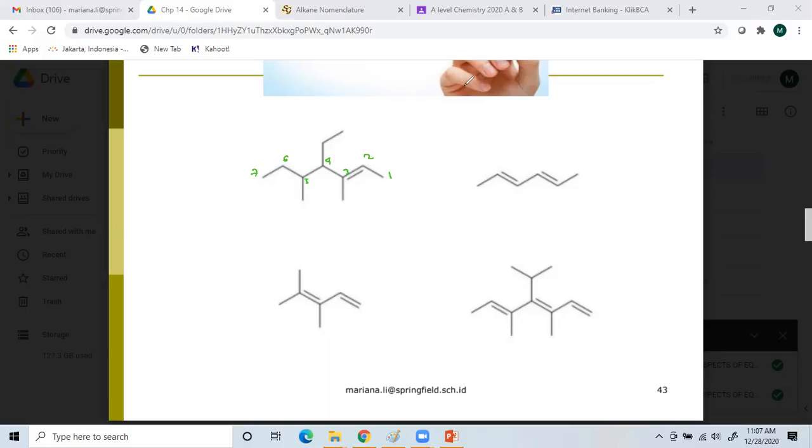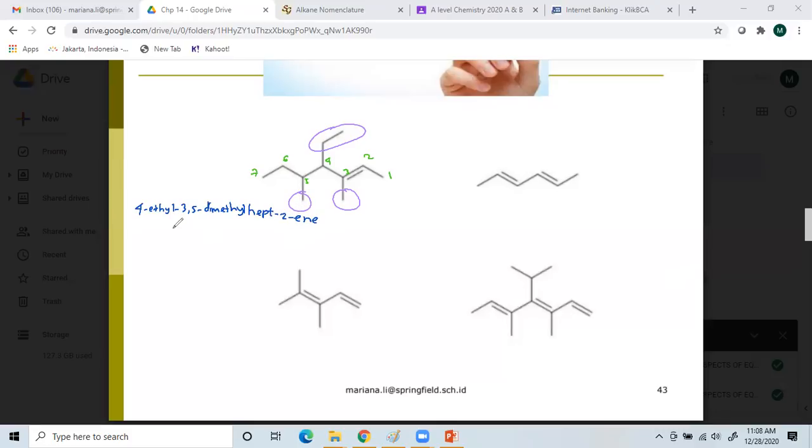What branches do I have? I have these 2 carbons, this is 1 carbon, this is 1 carbon. So what's the name? Alphabetical order, so ethyl, 3,5-dimethyl. Longest chain, 7 carbons, and then the location of the double bond at the 2nd carbon. So hept-2-ene. This comes from heptene, but you should give the location of the double bond. So hept-2-ene.